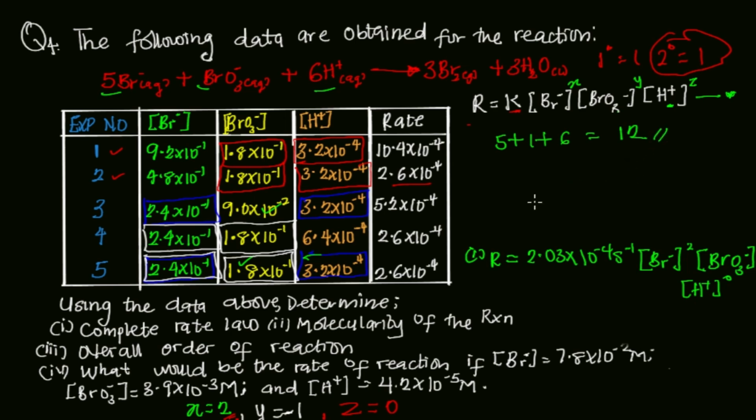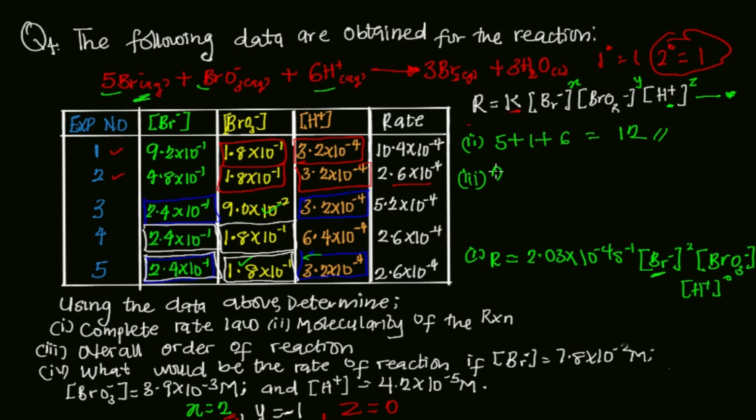Then from there, we have to determine the overall order of reaction. That's the next one. And don't forget that overall order of reaction is taken to be the sum of the orders of reaction with respect to each reactant. Now the order of reaction with respect to the reactant, bromine ion, which is bromine ion.